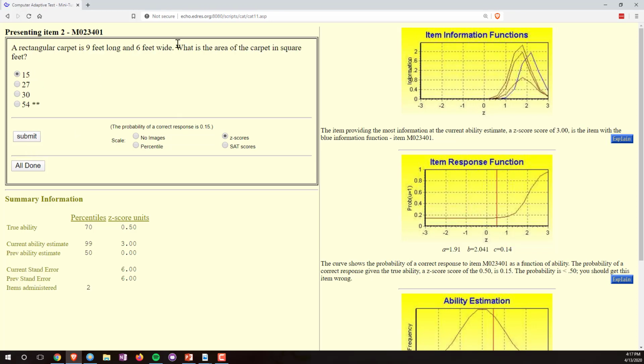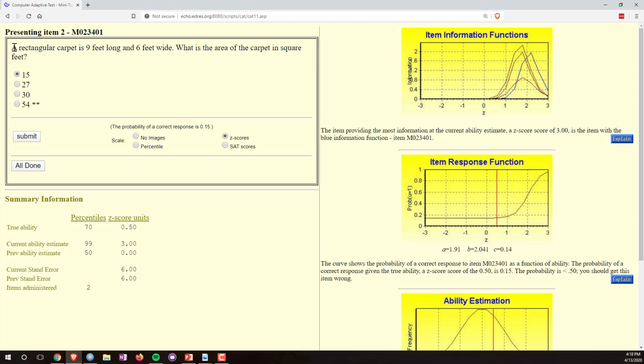So when we do that and click submit, let's take a look at what we've got down here. What you can see now is we've had exactly one item and we got it right. So the current ability estimate jumped from 0 to 3.0, which is really high, right? So what the algorithm's doing is it's saying, okay, we think this person's got an ability of 3. What item has the maximum information at a theta of 3? And you can see that blue line is the item that best maximizes information when theta is way over here at 3, right?